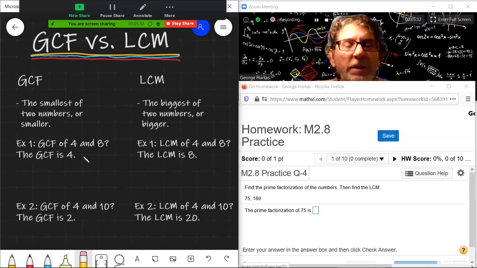The reason is because 4 is the biggest number that can possibly divide into 4 and 8. So this number, the GCF, has to be the biggest possible number that divides into both numbers. And in this case, it's the smaller of the two. See that? The smallest of the two numbers.